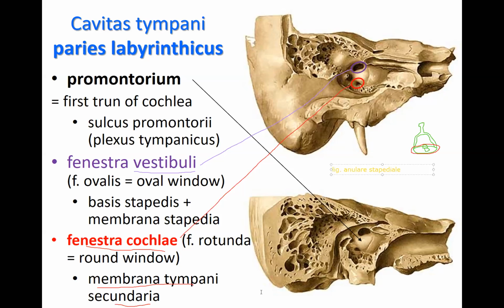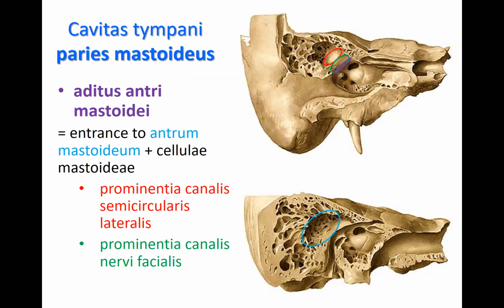So there's the labyrinthine wall. Posterior wall, mastoid wall, most complicated. So you can see the mastoid process here. Yeah? So it's a wall which is above the mastoid process. What is there? The first structure is an opening of the cavity.